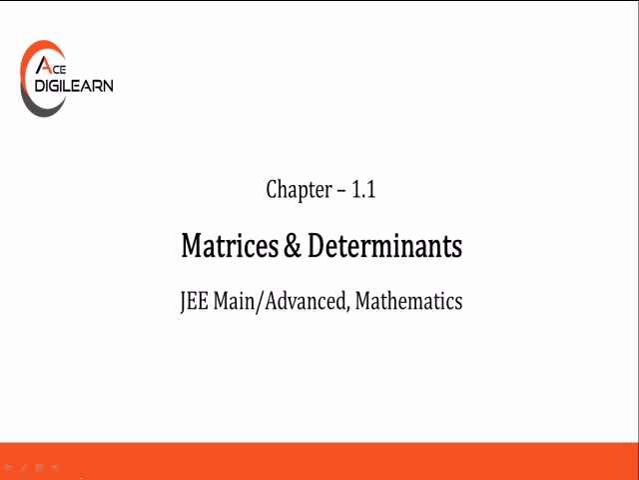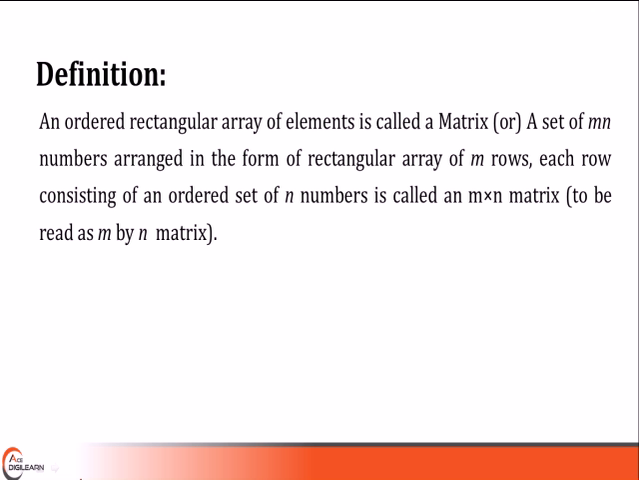Hello everyone. Let us discuss matrices and determinants, chapter 1.1. First, coming to the definition of a matrix. An ordered rectangular array of elements is called a matrix. Or you can define it another way: a set of mn numbers arranged in the form of a rectangular array of m rows, each row consisting of an ordered set of n numbers, is called an m by n matrix. M by n is also called the order of the matrix.